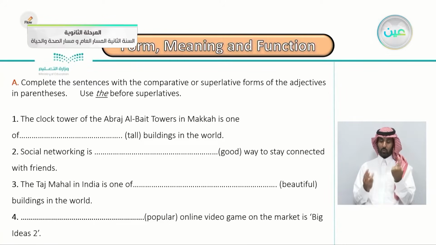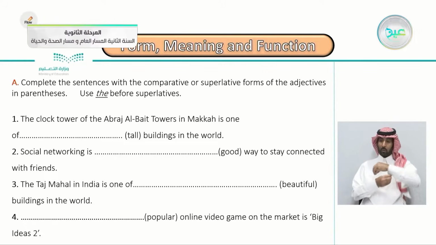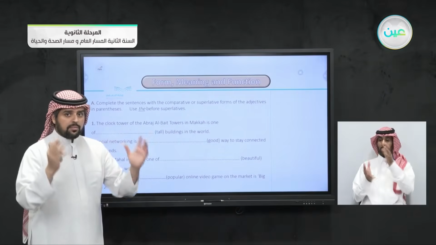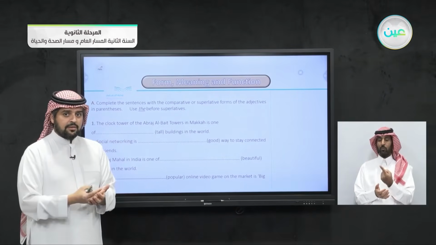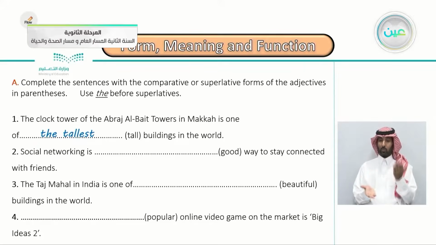The first one, the clock tower of Abraj al-Bayt towers in Mecca is one of the tall buildings in the world. The adjective is tall, and buildings, this is a group of buildings in the world. So is he comparing just 2 buildings or the whole buildings all over the world? Very good. So what do we choose? Exactly. The tallest, we use the superlative form, the tallest buildings in the world.